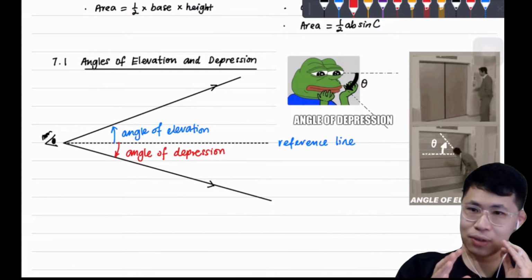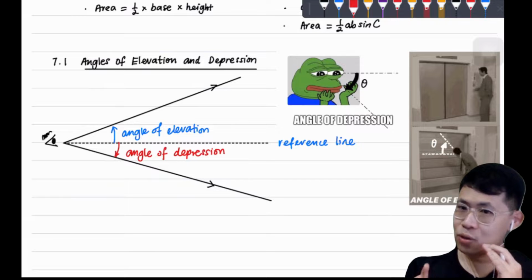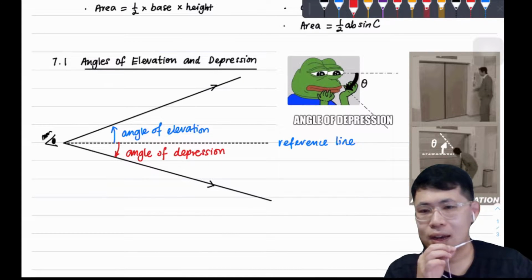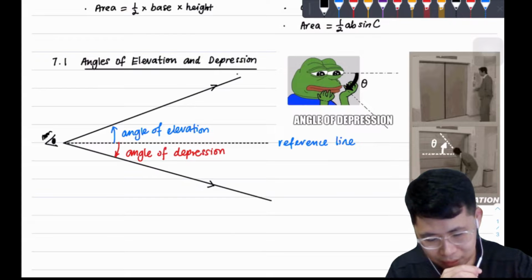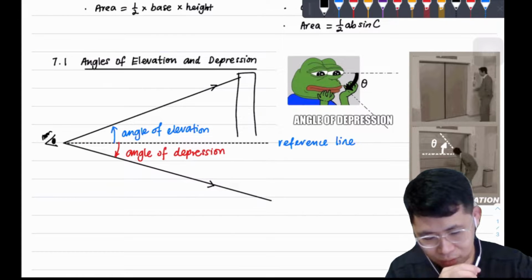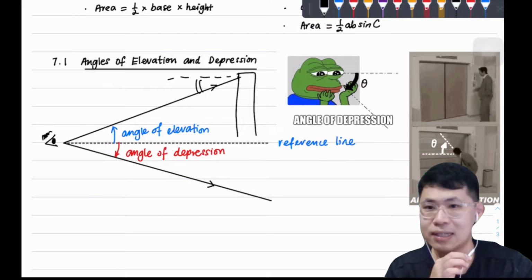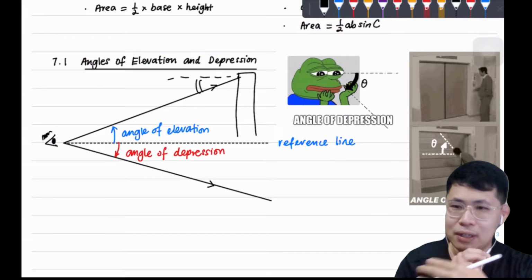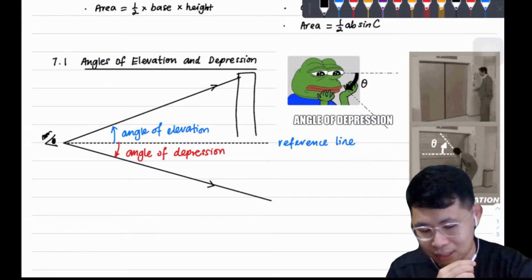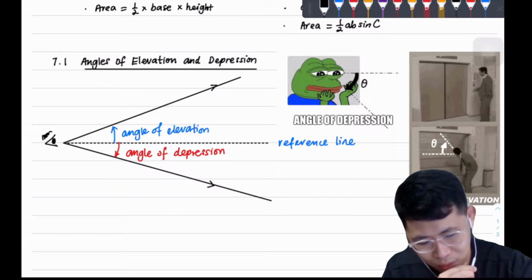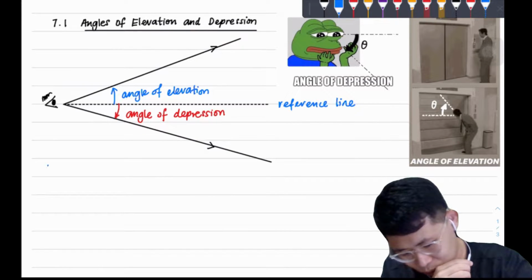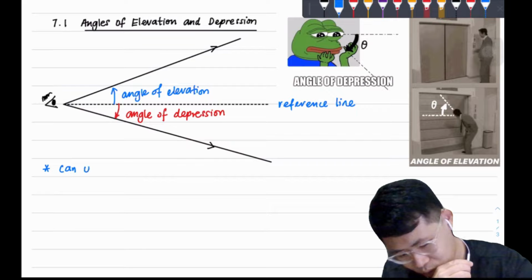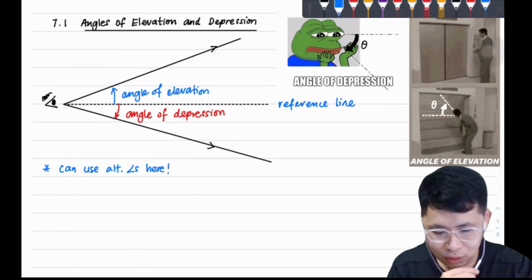With this, we can make use of one very interesting property. Let's say we have a building over here, and we make use of this angle. Because the horizontal lengths are parallel, we can make use of alternate angles over here. I'm going to put in a note: we can use alternate angles here. Very perfect for this use.